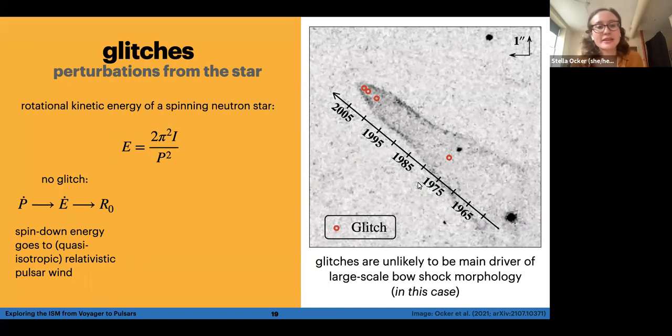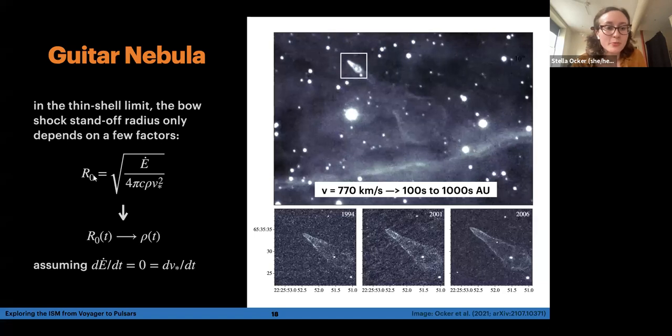Yeah. So the main way is that we fit for this bow shock standoff radius. That's the first step. We can fit for the bow shock standoff radius directly by tracing the limb brightened edge of the bow shock. And then we can convert variations in the standoff radius over time into density fluctuations over time.